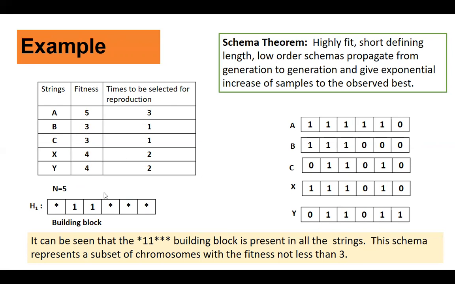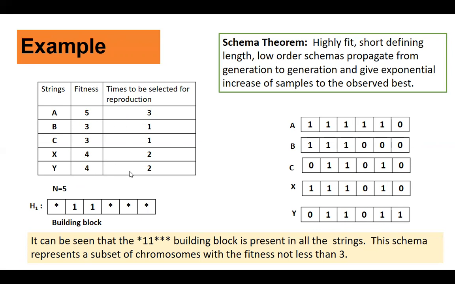Now, the chance of being selected for reproduction is proportional to the fitness. So more fitness, more chances of selection. Right, here it is 5, so selection chances are 3. Here it is 3, so it is 1. Here it is 4, so it is 2.